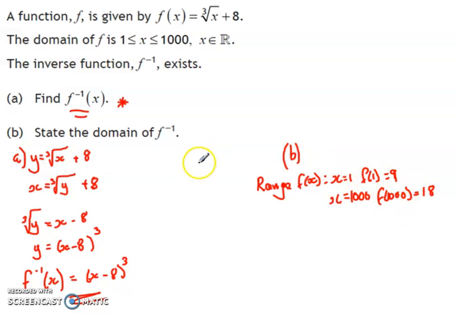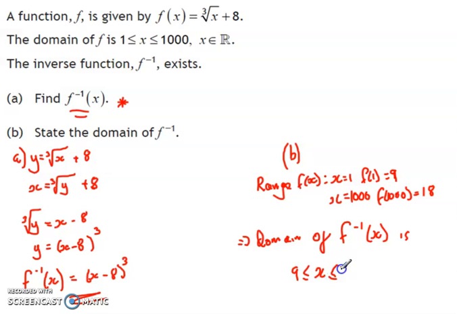Now when I find the inverse, this range becomes the domain of that function. So I can then say that the domain of the inverse, f minus 1 of x, is 9 less than or equal to x less than or equal to 18, for all real numbers x belonging to the set of numbers R. So there we go. That's me found the domain of the inverse function.